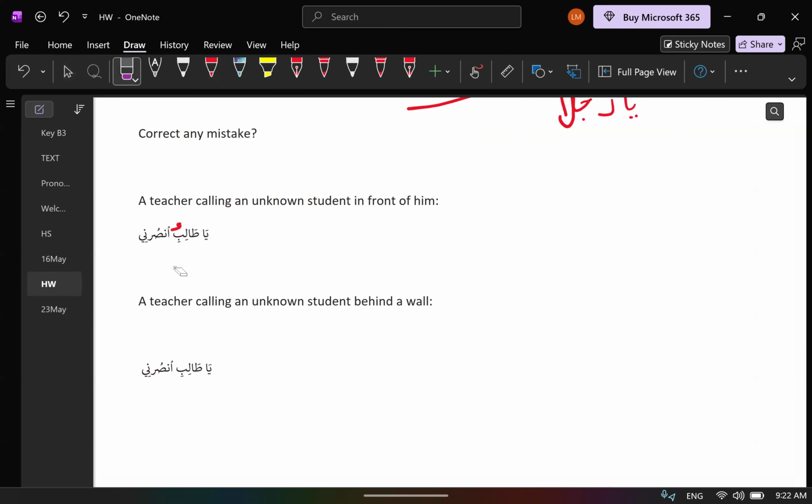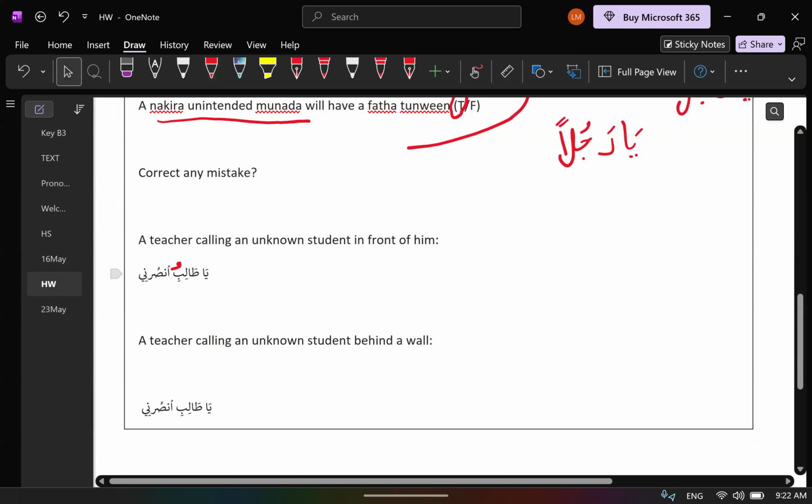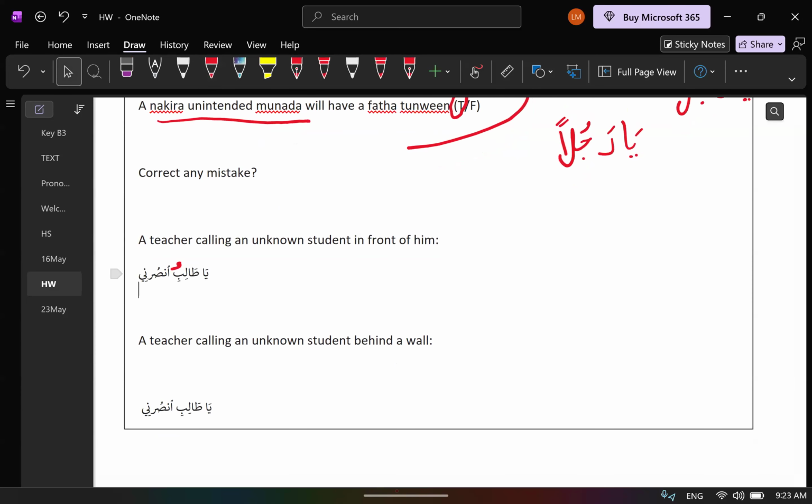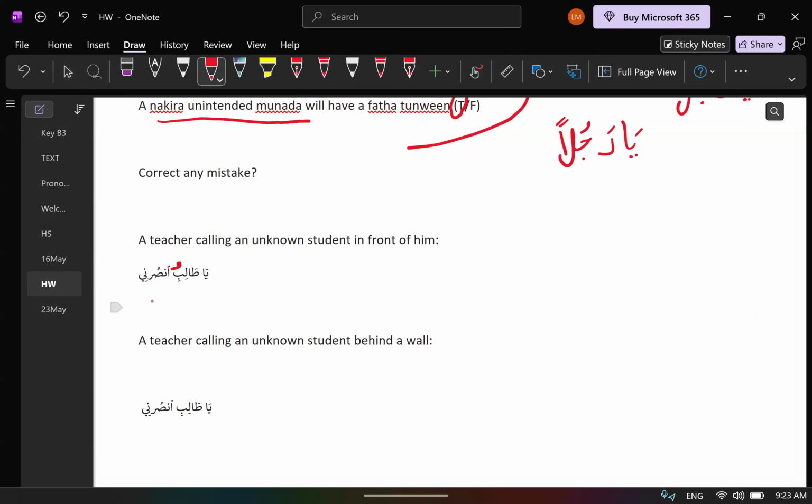Second one, this should not be connected, right? No, this is Hamzatul Wasl. The concept of Hamzatul Wasl is that when you connect, you don't pronounce it. I understand that part, but because you're calling ya talib, you stop and then you say unsurni. If you take a pause, you will say unsurni, but if you're connecting, I would say ya talibun surni. Okay. The second one, Brother Shahid.